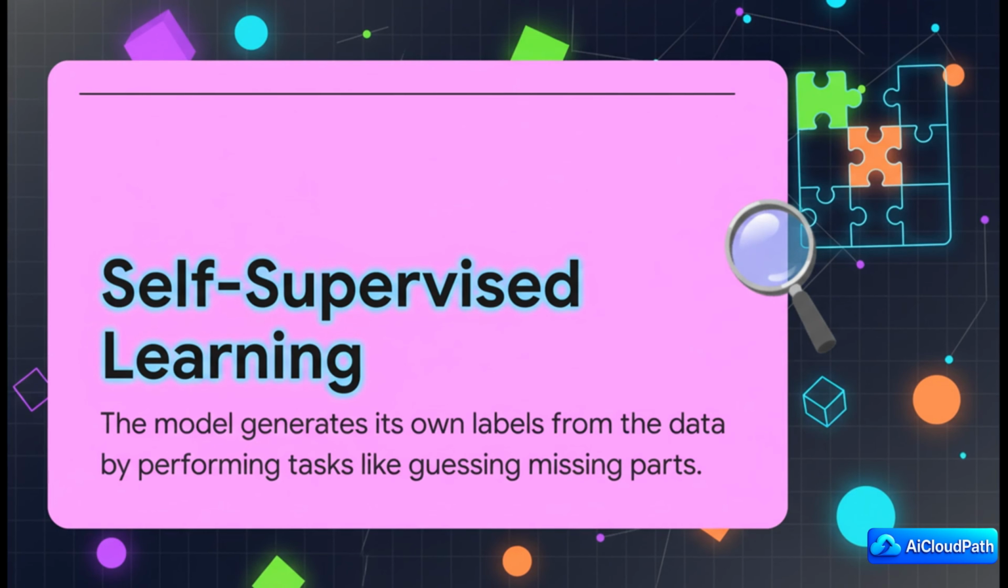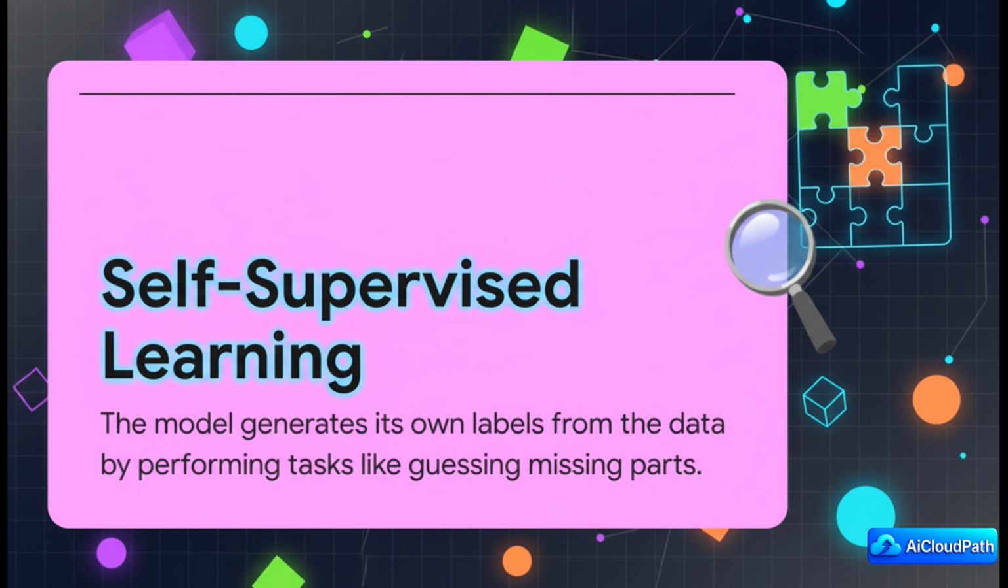But what if the model could teach itself entirely, without any human labels at all? Now that's the big idea behind self-supervised learning. Here, the AI cleverly creates its own labels by using one part of the data to predict another part. It essentially makes up its own little quizzes and then checks its own answers.